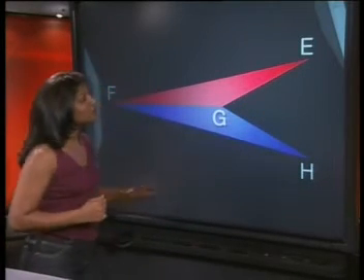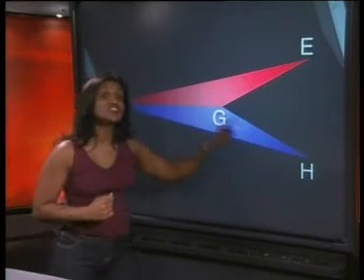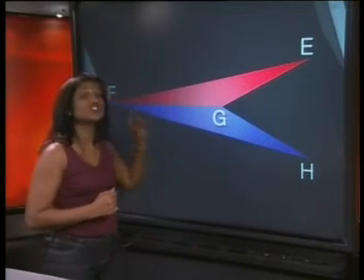Do you see that we've made the shape EFHG? Now, I have to name the shape going in order around the vertices, so it must be EFHG here and not EFGH.